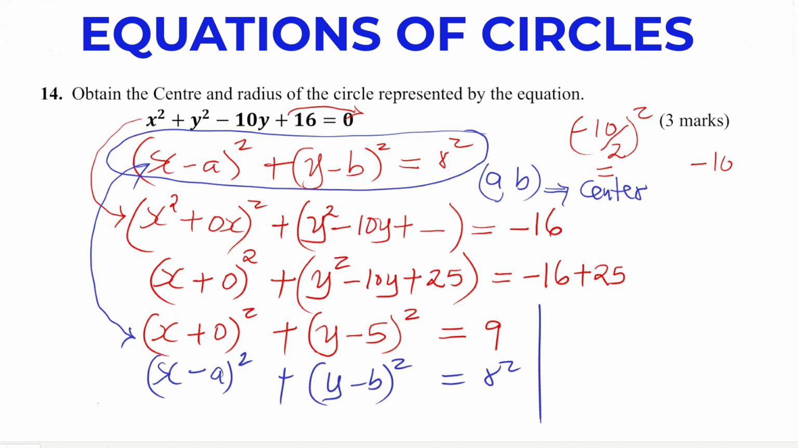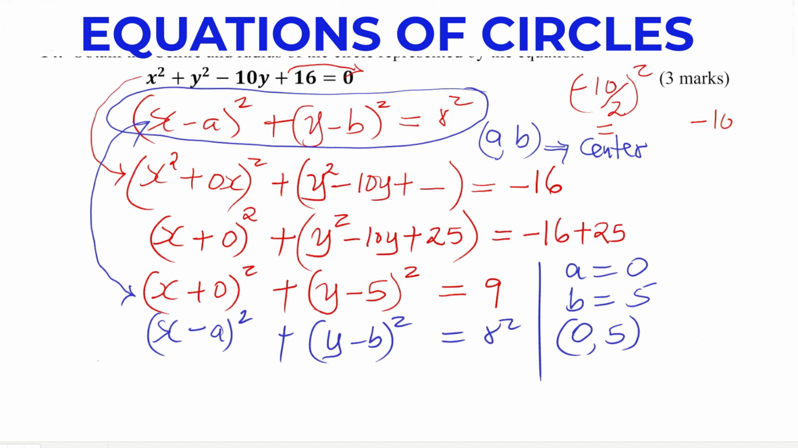Automatically, you will see that a will be 0, and for b, just compare: minus b is equal to minus 5. So b is equal to 5. So the center therefore will be (a, b), and the center will be (0, 5). So that is the center.